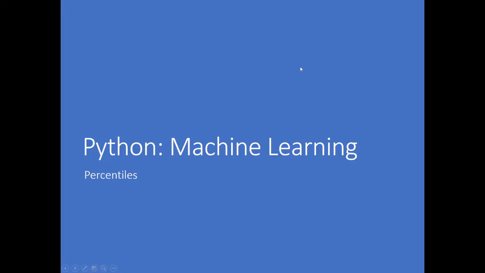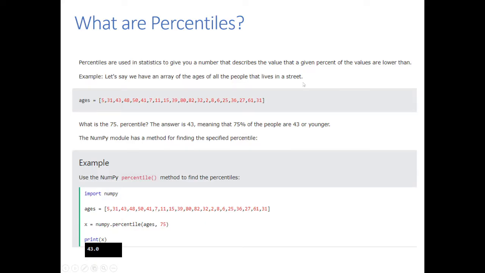Okay, so for this video lecture, we will be talking about machine learning, percentiles, and also data distribution. So it will be two lessons for this particular video. So what are percentiles? Percentiles are used in statistics to give you a number that describes the value that a given percent of the values are lower than.